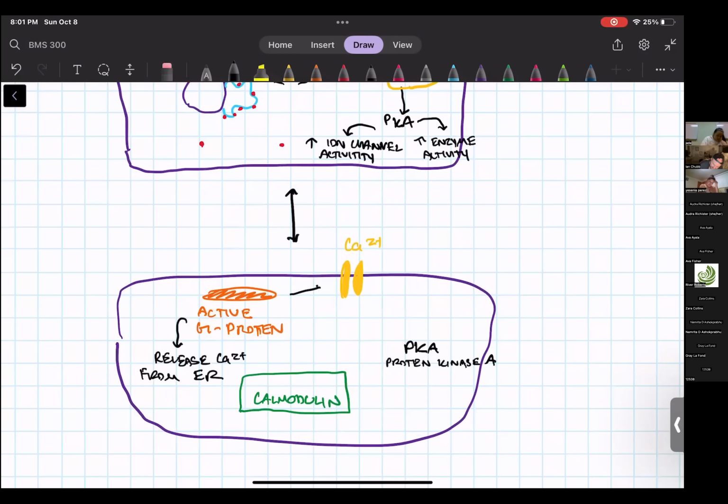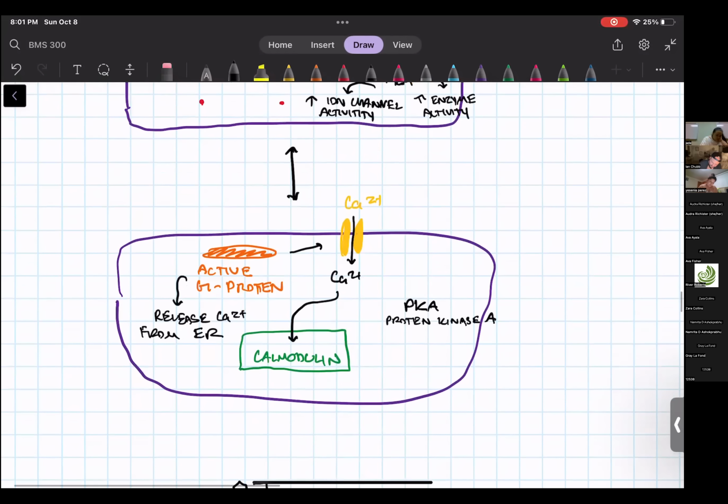We can increase calcium activity through a channel. This can also, when that calcium enters, it binds to what we call calmodulin. And calmodulin is the one that can increase ion channel activity. But it also will increase enzyme. Or I'm sorry, this one does not do ion channel. That was my fault. This one just increases enzyme activity.